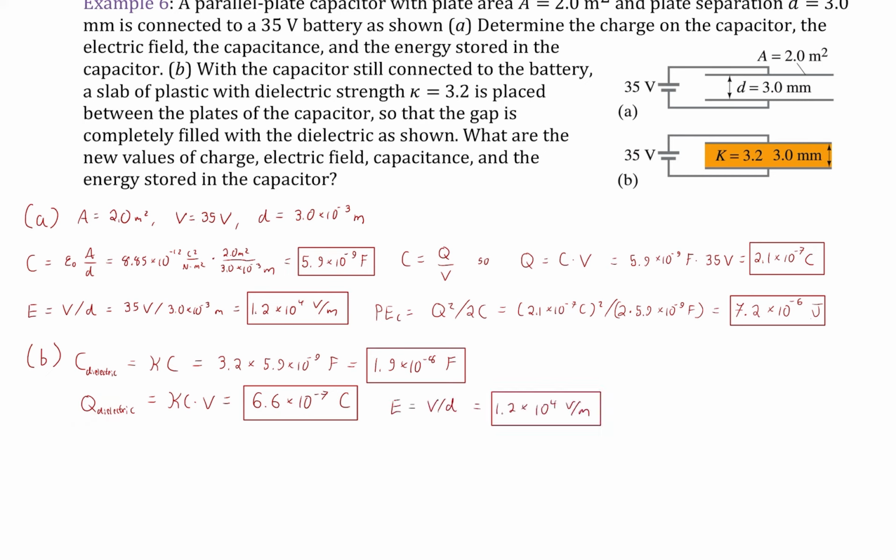Okay, and the electric field is unchanged. Okay, all right, and then the stored energy is increased. Okay, you know, because this is a bigger number, right? Because it's a smaller fraction. Okay, we went from 7.2 millionths to 2.3 100 thousandths.